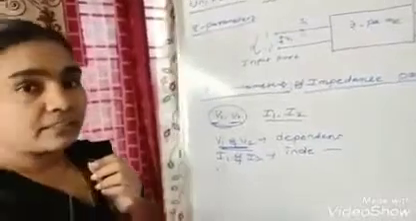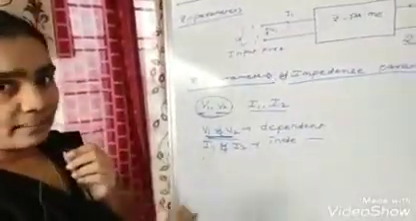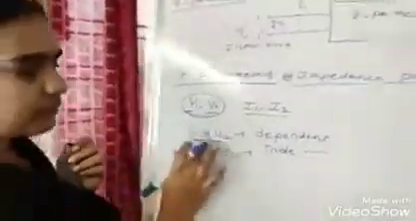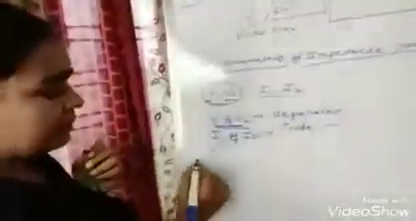If you take Y parameters, or admittance parameters, in those I1 and I2 are the dependent parameters. We will discuss that topic later. So here we should remember V1, V2 are the dependent parameters, and I1, I2 are the independent parameters.